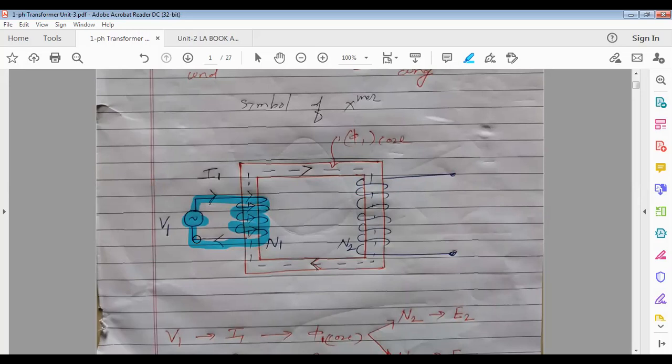Now, what will happen? Whenever you pass current through any conductor, what does it produce around it? Magnetic field. Very good. It produces a magnetic field around it. The same thing happens here. You have applied AC voltage, AC current is flowing, and that's why the primary winding produces a magnetic field.